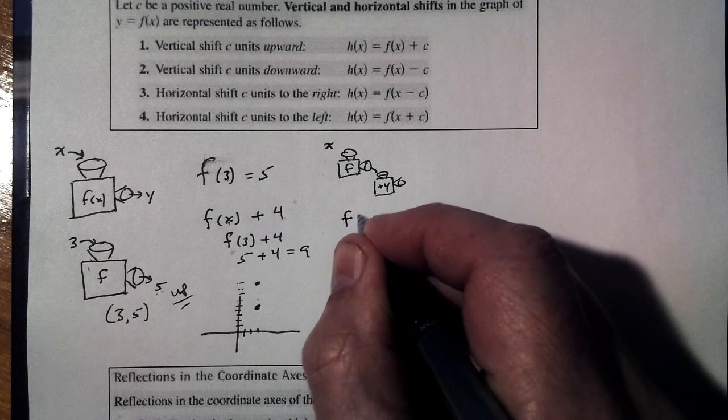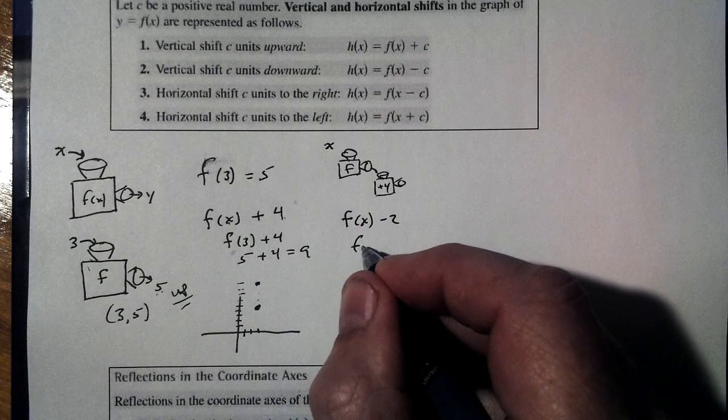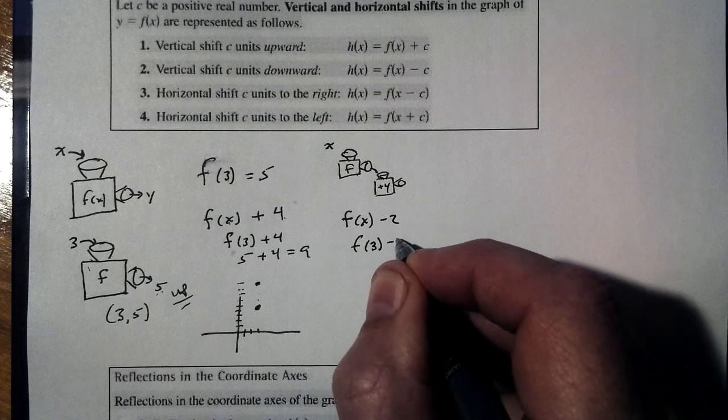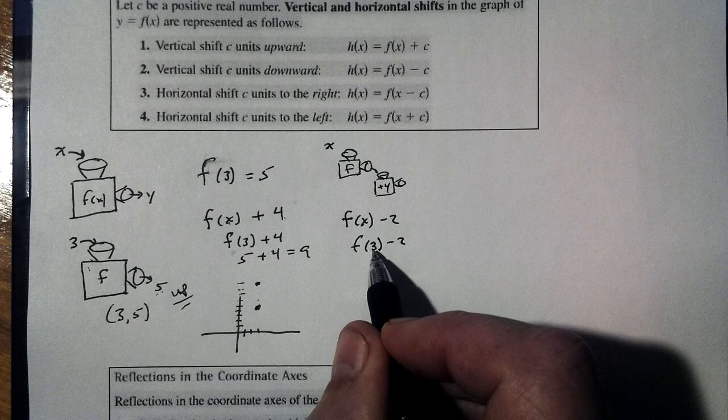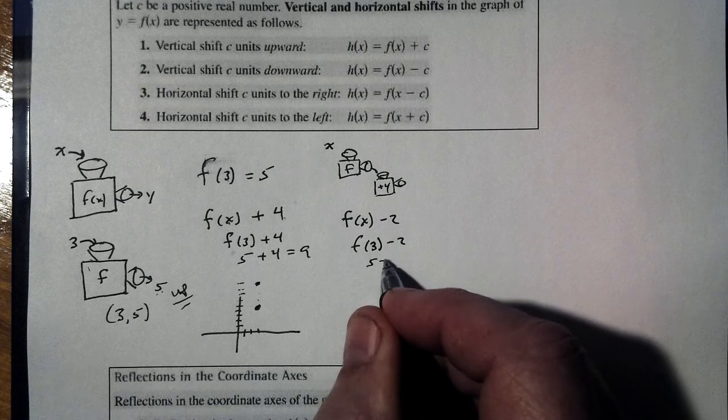So what about f of x minus 2? That's f of 3, the only value where we know what's going on, minus 2. The height, when I put 3 in, our function turns the right 3 into up 5.